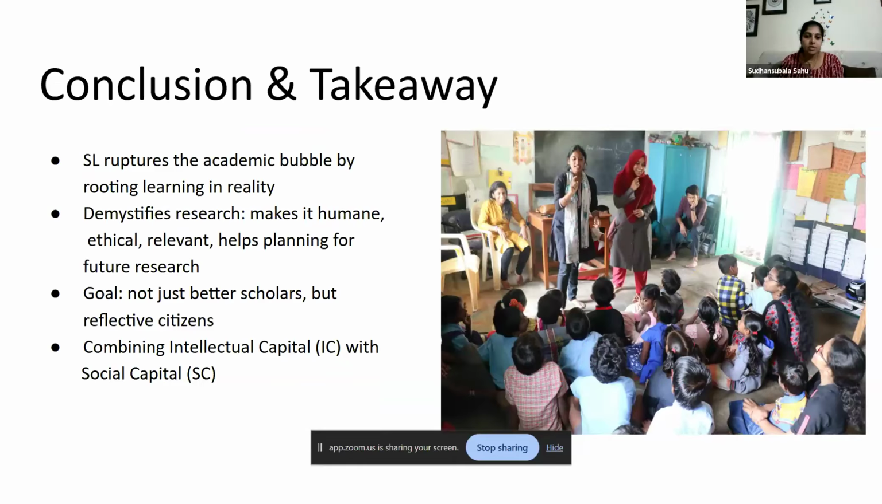So here the purpose of doing service learning is not only to make them better in their academics, but also to develop better reflective citizens in the society.